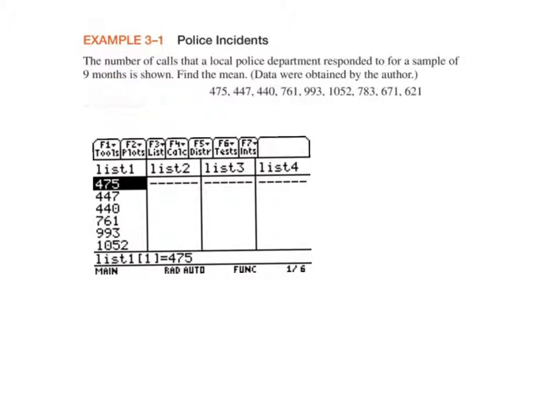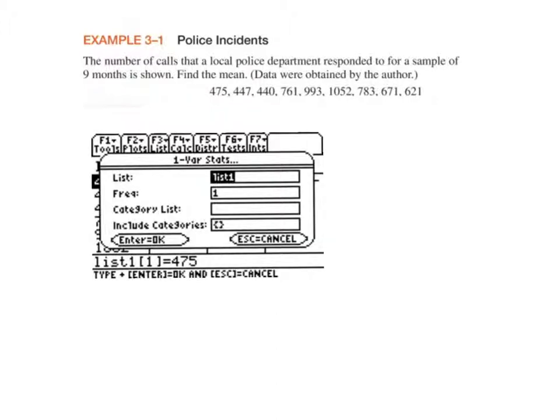So for your calculator, what we're going to do is use that same problem that we did about police incidences. And again, this time it's a sample. So again, you need to add it all in to your list 1. Hit F4, one variable statistics. It's really important that you have list 1, and frequency 1. Remember that frequency has to be 1.